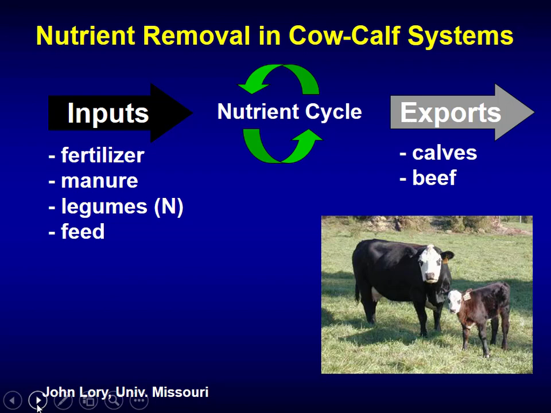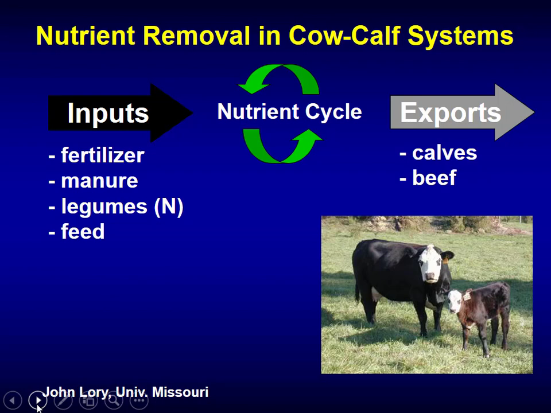This is a little schematic of nutrient removal in a cow-calf system. One of the most beautiful things about a grazing system versus a hay system or a silage system or a row crop system is that we're really removing small quantities of nutrients from that system. We've got inputs that come into our grazing system in the form of fertilizer, manure. Legumes are bringing nitrogen into our system. Anything that we feed, whether it's a concentrate feed or whether it's a hay, is bringing nutrients into that grazing system. And then they get cycled through that system.